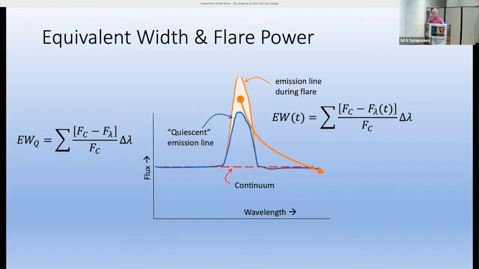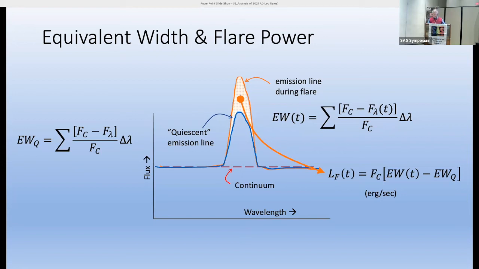The shaded area there, the growth above the quiescent level, turns out to represent the power in the flare, the increase in power emitted by the star because the flare is happening. And fortunately, there is a pretty simple relationship between the change in equivalent width, EW at time t minus the quiet level, EWQ, and the power instantaneously emitted in the flare. And this is the equation.